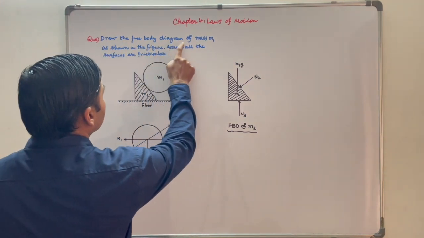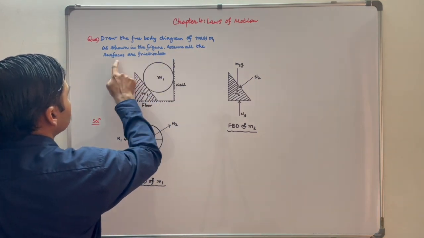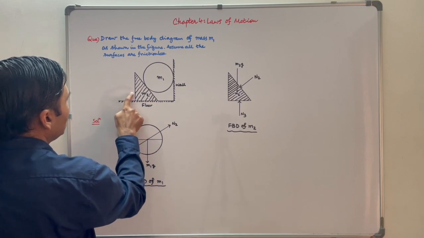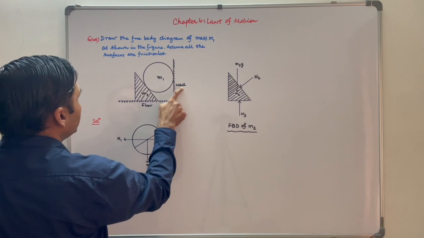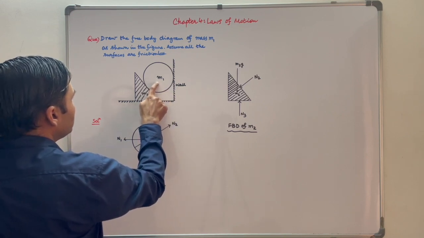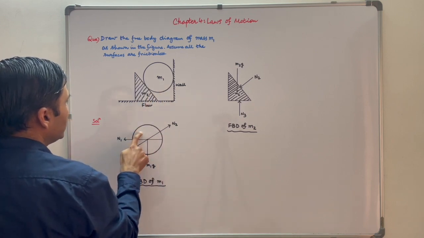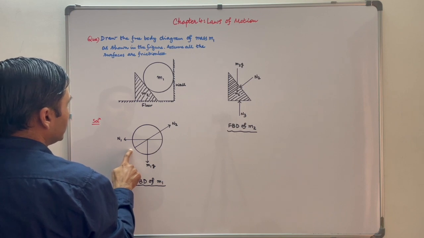Draw the free body diagram of mass m1 as shown in the figure. Assume all the surfaces are frictionless. In this figure, a wedge is kept on the floor. A sphere is kept between the wedge and the wall. We have to draw a free body diagram of this sphere. First, we need to isolate this sphere from the rest of the system and draw it as it is. Then we have to show all the forces acting on it.